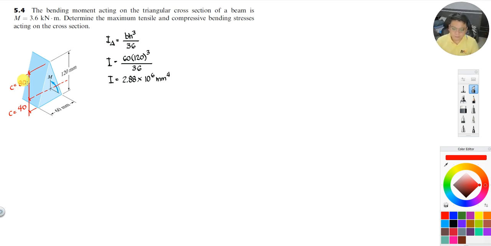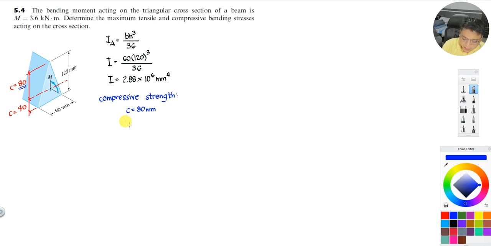Okay, now, if I am going to ask for compressive, let's have the compressive stress. Okay, now, tanungin ulit natin yung arrow. Arrow, sino ba yung compression? Okay, ano tinuro niya? Oops, sa taas daw. So, ito daw yung pang-compression natin. Okay, so we will use C equals 80 mm.